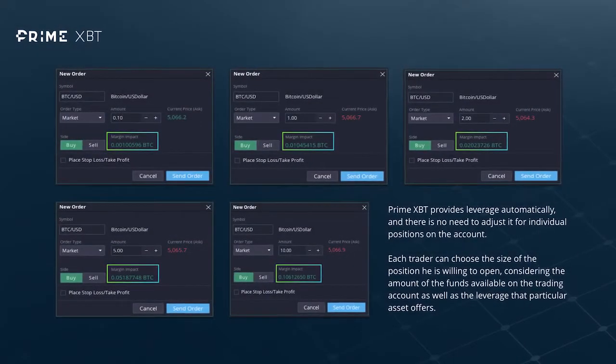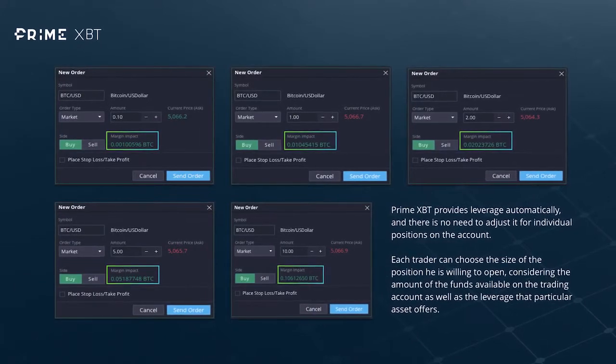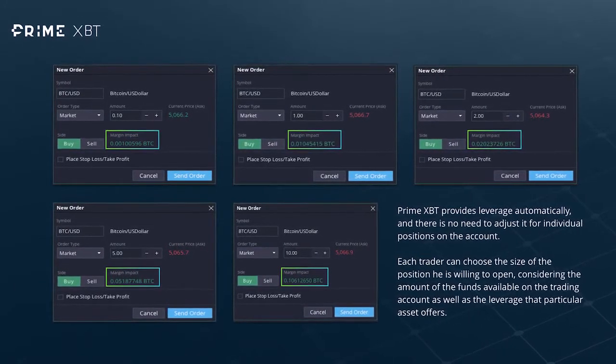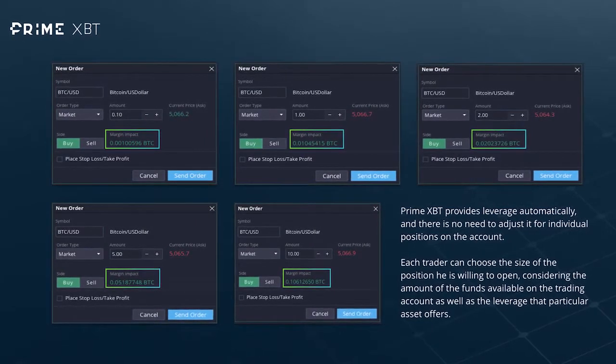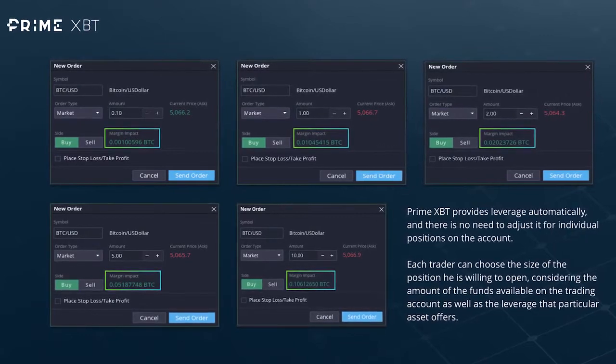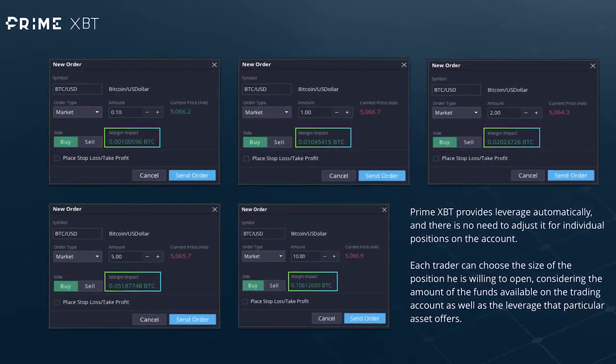PrimeXBT provides leverage automatically, and there is no need to adjust it for the individual positions on the account. Each trader can choose the size of the position he is willing to open, considering the amount of the funds available on the trading account as well as the leverage that particular asset offers.